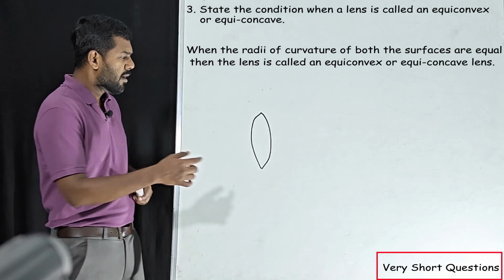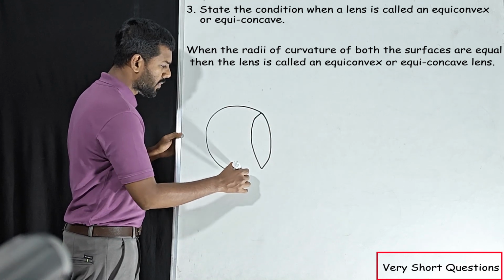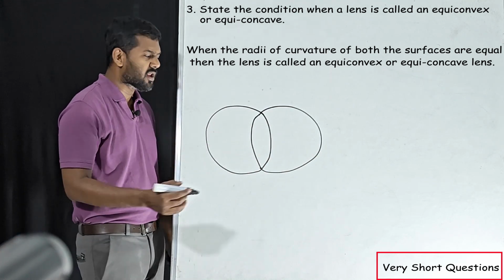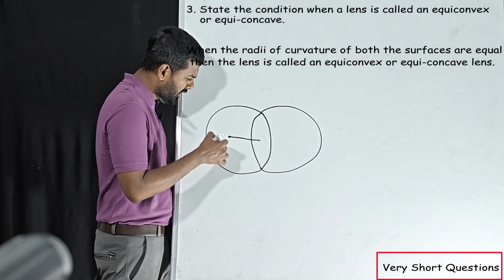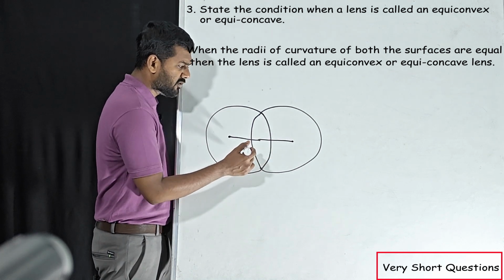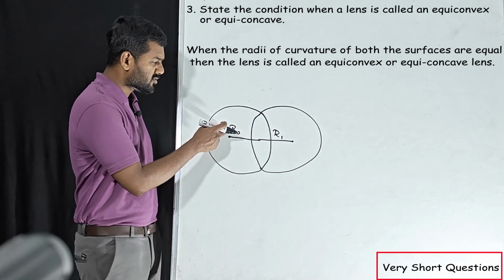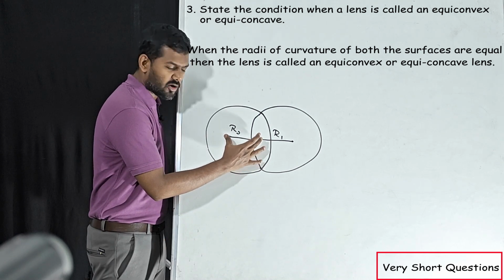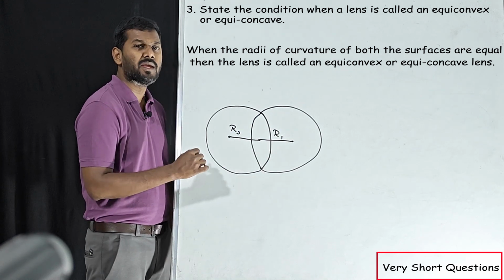Radii of curvature. See, if you take one lens, in one lens I can create two spheres, correct? Here the radii of curvature is from the center of the sphere to the center of the lens, and again from the center of the other sphere to the center of the lens. These two are radii. You can call this one R1 and this one R2, anything is fine. Both the radii should be equal.